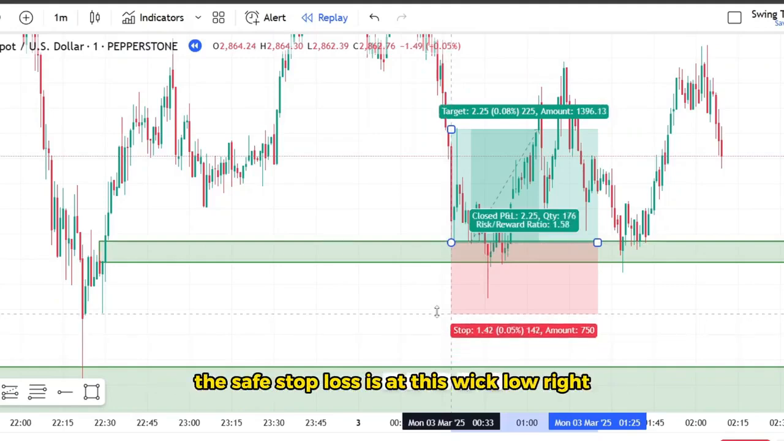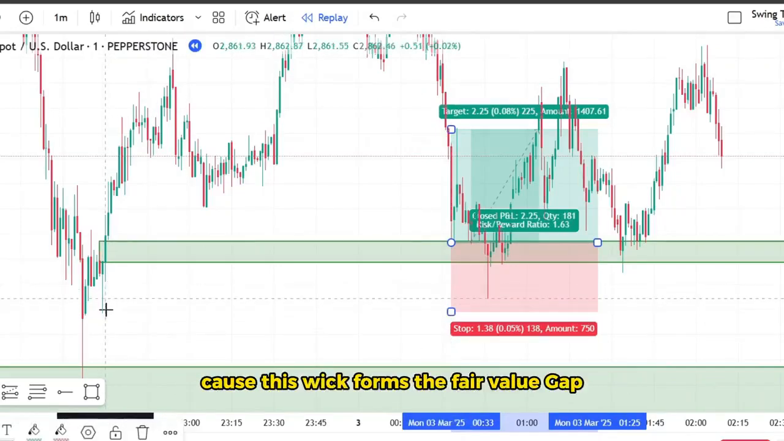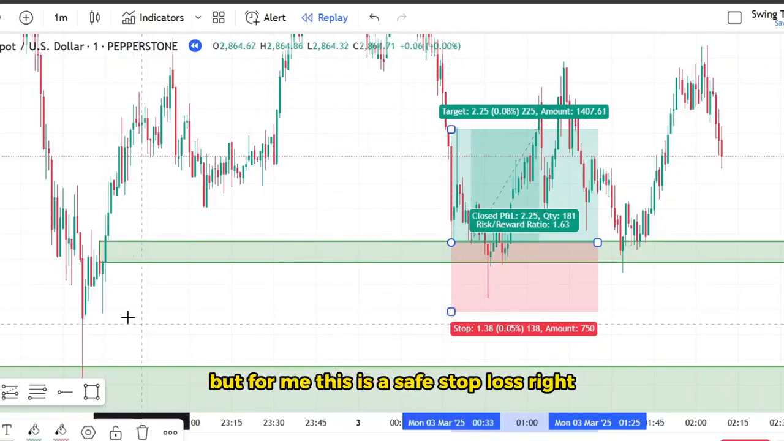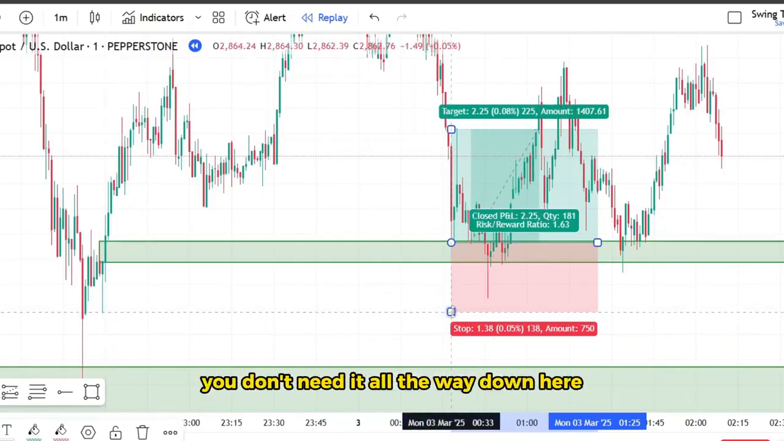The safe stop loss is at this wick low, right? Because this wick forms the fair value gap. I know it's a very long wick. It's up to you where you want to put it. But for me, this is a safe stop loss, right? You don't need it all the way down here.